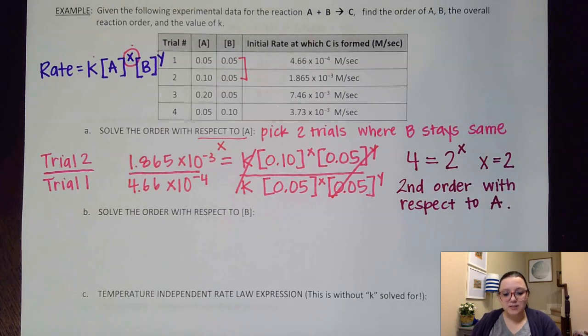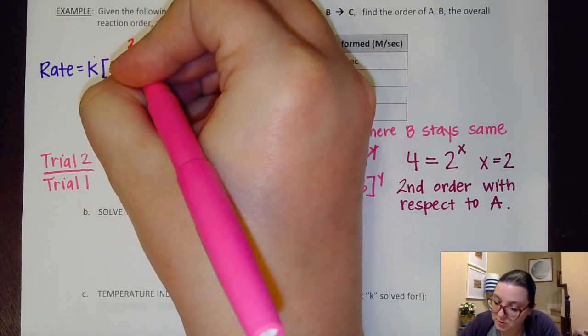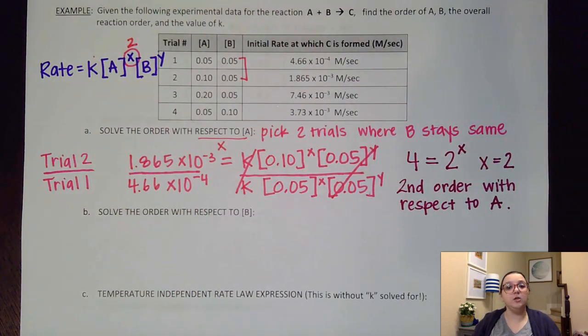All right, let's do another one. The next one asks us to solve the order with respect to B. Now, you technically don't have to have A cancel out here, but it sure is convenient if it does. Obviously now we know that this A up here has an order of 2, and so I could just include that math as part of my work. However, let's see if there are 2 trials where A stays the same, so I can get them to cancel out.